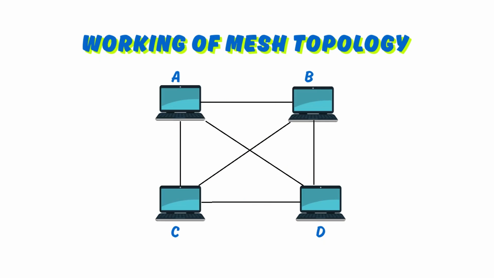The good thing about this type of topology is that if one path is not working or gets broken, then the data can take another path to reach its destination. This makes the network very reliable because it keeps working even if one connection fails.